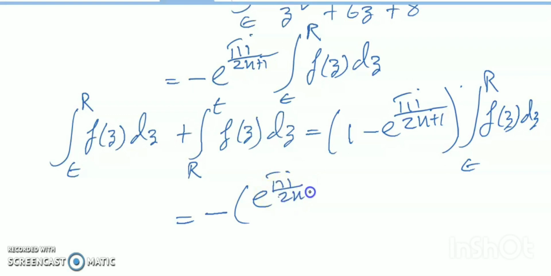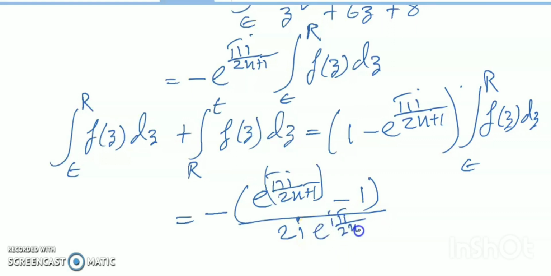Okay, another is minus 1 divided by 2i, e to the power i pi divided by 2n plus 1, e to the power i pi divided by 2n plus 1.